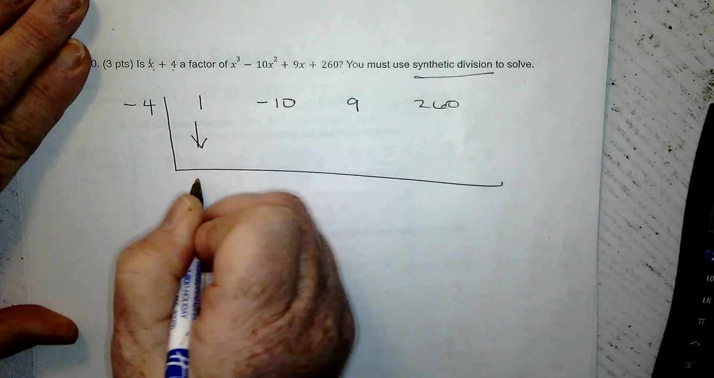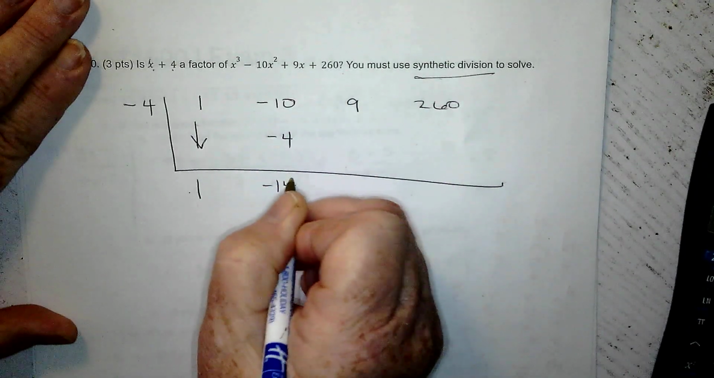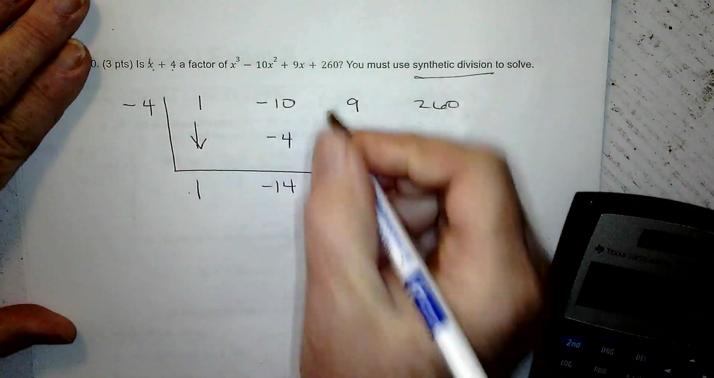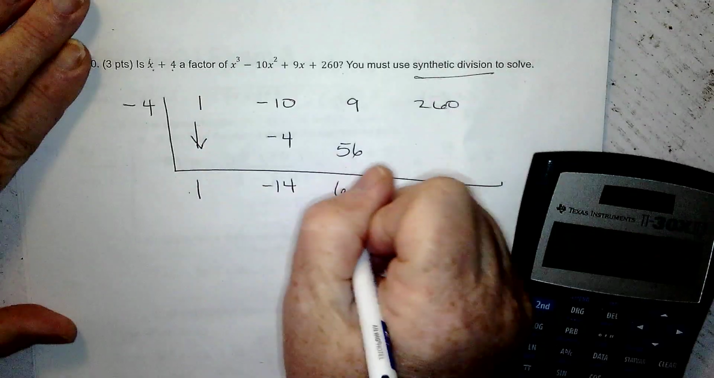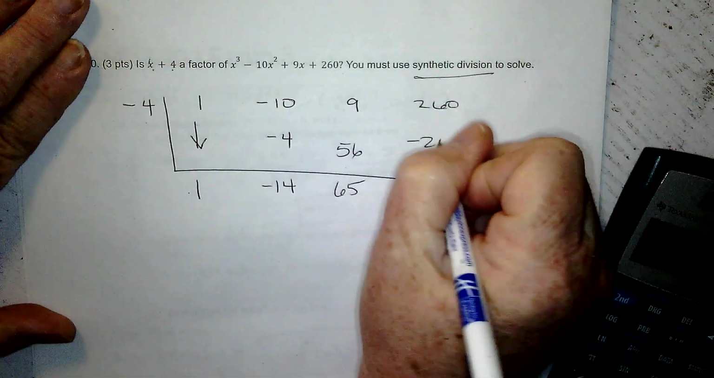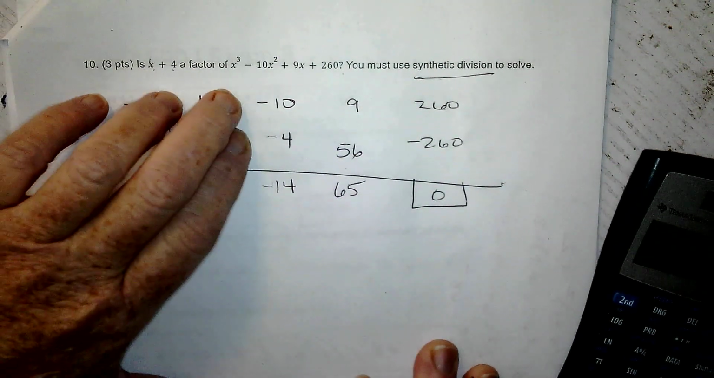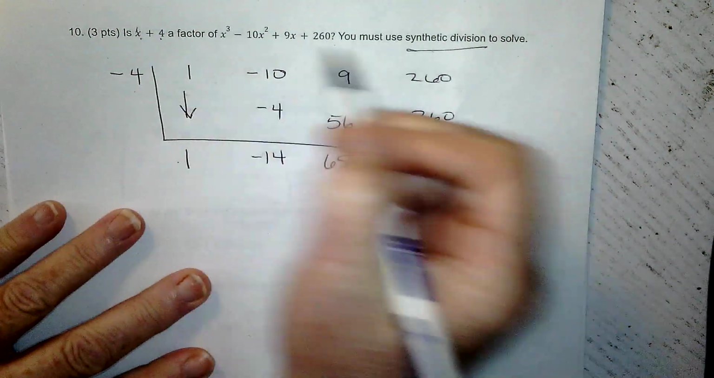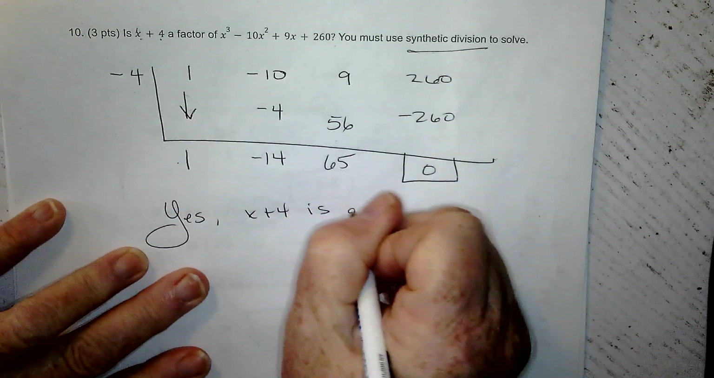Bring down the first one. Multiply negative 4 times 1. Add these. Multiply. 14 times 4 is 56. Plus 9 is 65. Times negative 4 is negative 260. And this was my goal, for you to have a 0 for your factoring so that we can use it on the next problem. So the question is, is it a factor? The question needs to be answered yes. X plus 4 is a factor.